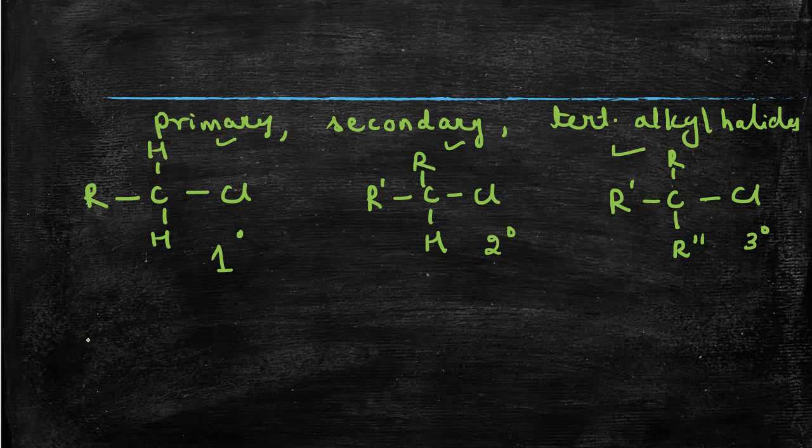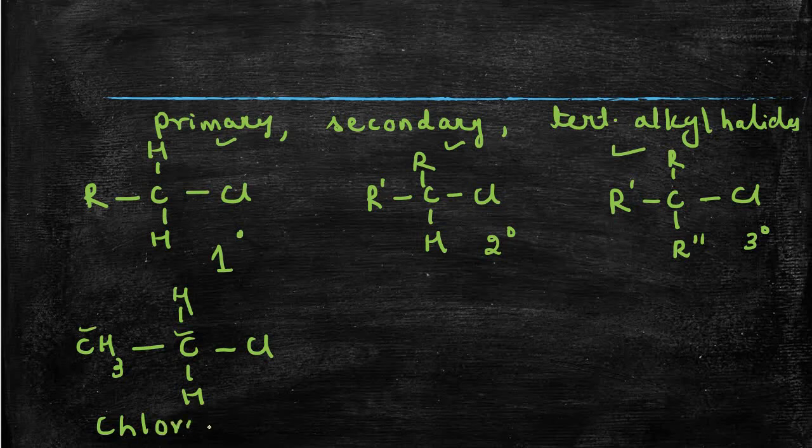Or we can also take an example. Instead of R we can take a methyl group. So our primary alkyl halide can be this. What is the name for this? How many carbon atoms are there? Two carbon atoms are there. So the compound is chloroethane. This one is our primary alkyl halide.